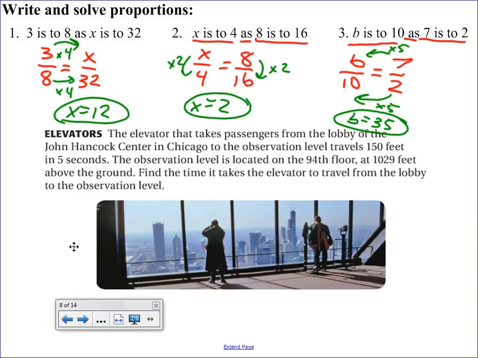Okay, elevators. Let's take a look at that one. So the elevator takes a passenger from the lobby of the John Hancock Center to the observation level. It travels 150 feet in 5 seconds. That's its ratio. That's how fast it is going.